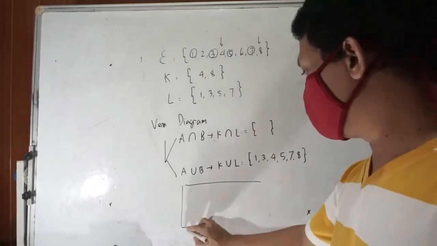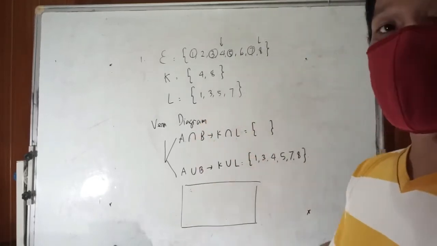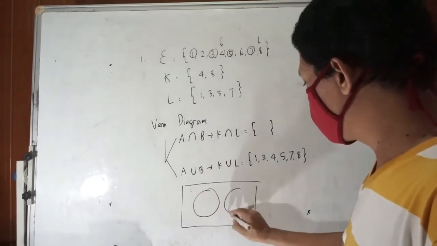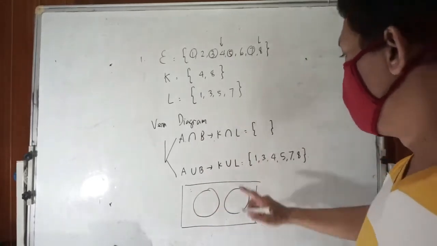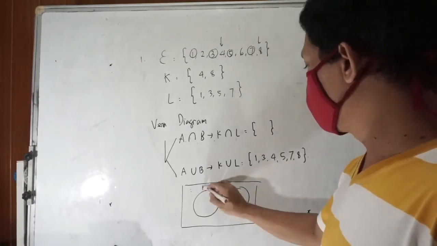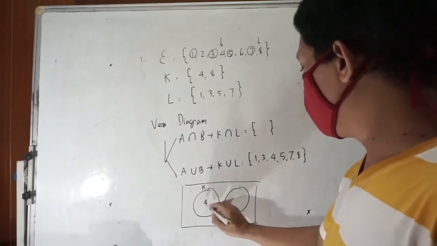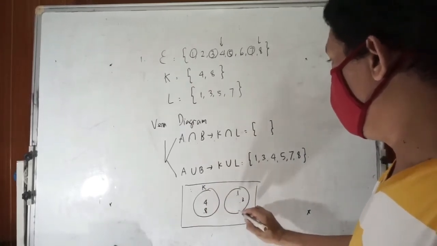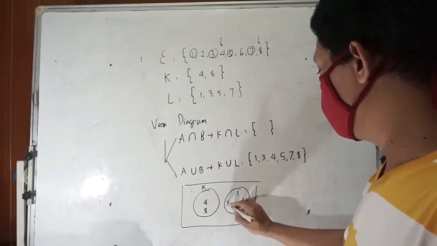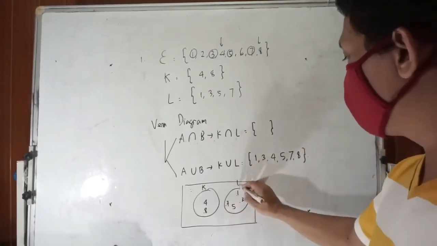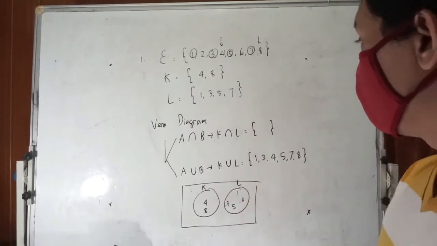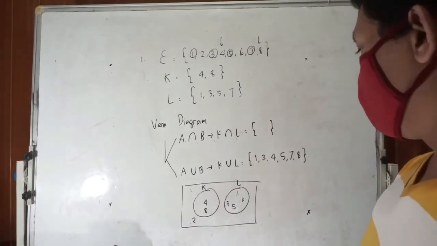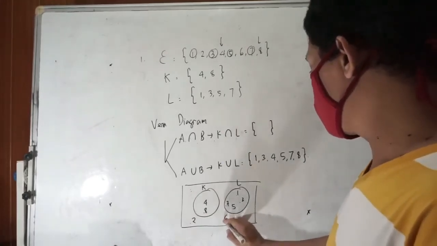So this is the Venn diagram, because both K and L have no intersection. We have to draw it like this, as separated sets. K is 4 and 8, and then L is 1, 3, 5, and 7. And then outside both sets K and L, there is 2, and then there is 6, right?